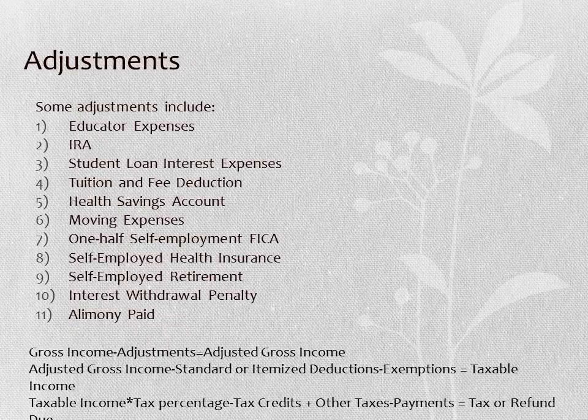Okay, and adjustments. The adjustments include educator expenses, IRA, student loan interest expenses, tuition and fee deduction, health savings account, moving expenses, 1/2 of self-employment FICA, self-employed health insurance, self-employed retirement, interest withdrawal penalty, and alimony paid.